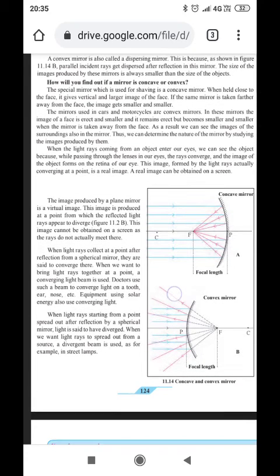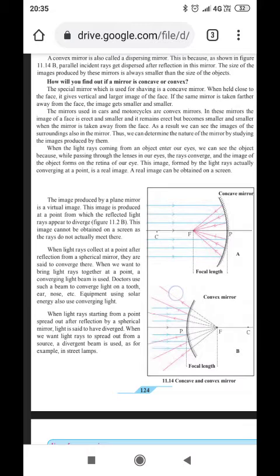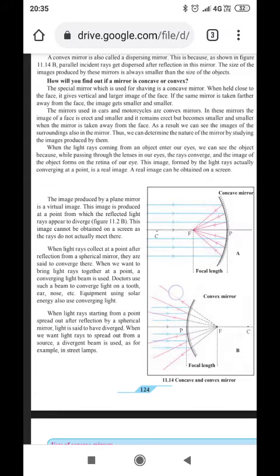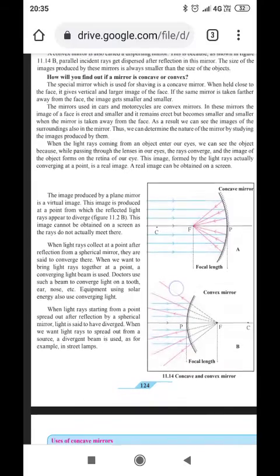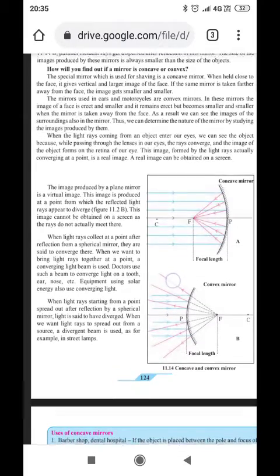The mirrors used in cars and motorcycles are convex mirrors. In this mirror, the image of a face is erect and smaller, and it remains erect but becomes smaller and smaller when the mirror is taken away from the face. As a result, we can see the images of the surrounding also in the mirror. So many objects can be covered into the small mirror. Thus, we can determine the nature of the mirror by studying the images produced by them.